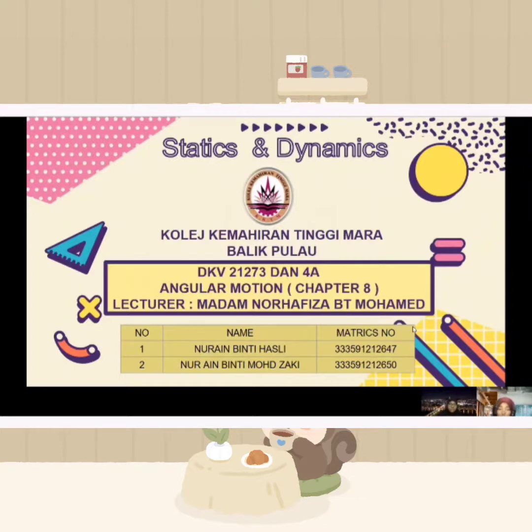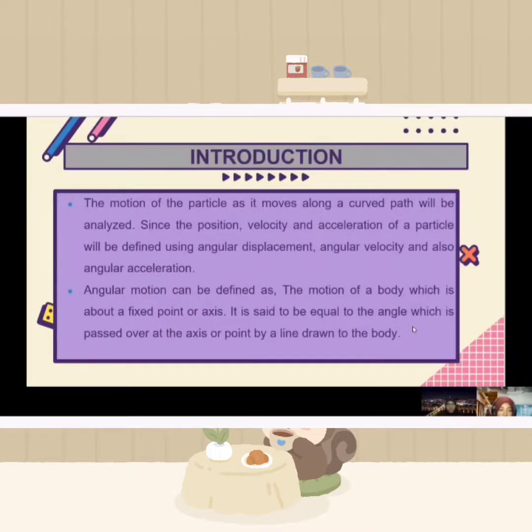Introduction. Angular motion is the motion of a particle as it moves along a curved path. The position, velocity and acceleration of a particle will be defined using angular displacement, angular velocity and angular acceleration. Angular motion can be defined as the motion of a body about a fixed point or axis. It is equal to the angle which is passed over at the axis or point by a line drawn to the body.